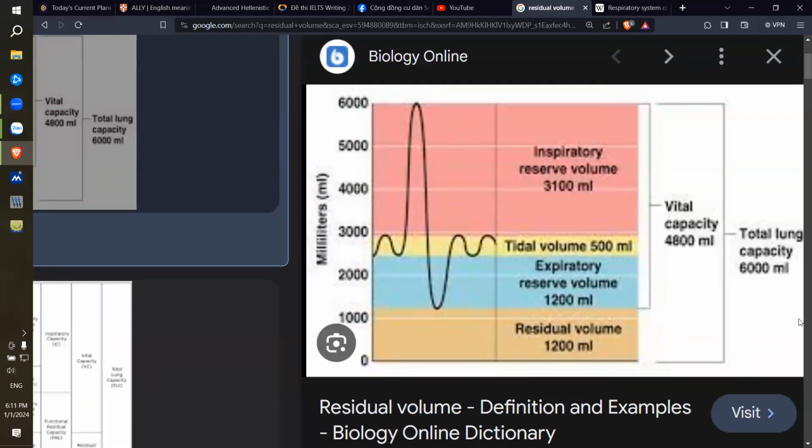The vital capacity is the total amount of air that can be exhaled after a maximal inhalation. It is equal to the sum of the tidal volume, the inspiratory reserve volume, and the expiratory reserve volume. It is around 4,800 milliliters.